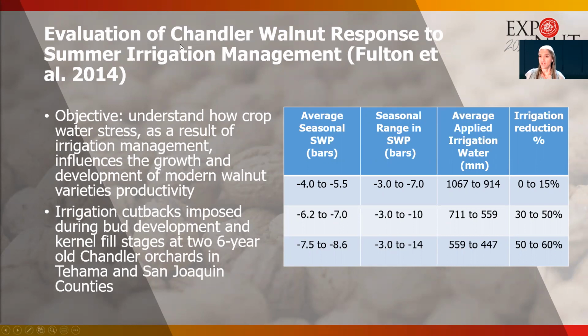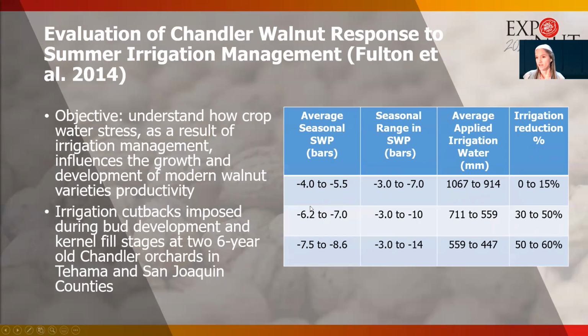There was a regional study in Chandler walnut to understand the influence of in-season deficit on different stages of growth and development and the productivity of those walnut trees. Irrigation cutbacks were imposed during the bud development and kernel fill stages in two 6-year-old Chandler orchards, in Tehama County in Northern California, and then more in the central part of California in San Joaquin County.